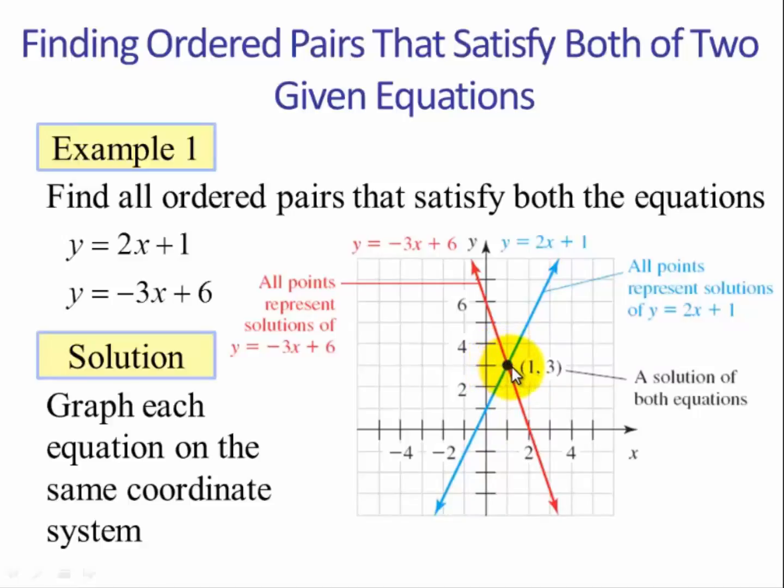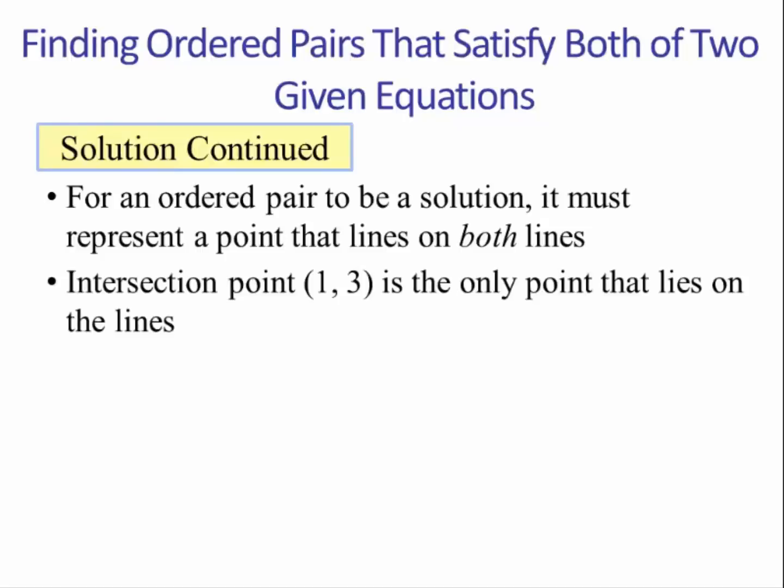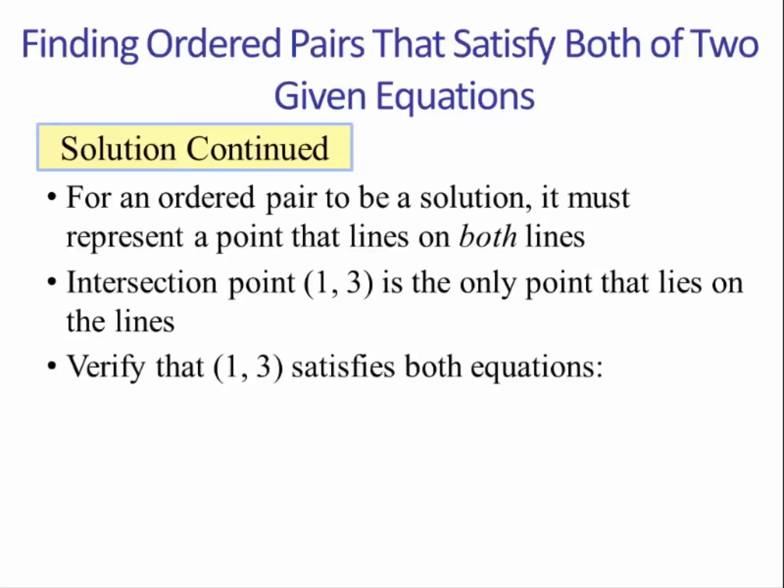So (1, 3) is a point that's on the blue line, and at the same time it's on the red line. For an ordered pair to be a solution, it must represent a point that lies on both lines. The intersection point (1, 3) is the only point that lies on both lines. To verify that (1, 3) satisfies both equations algebraically, we substitute the ordered pair into both equations, and we should be left with true statements.